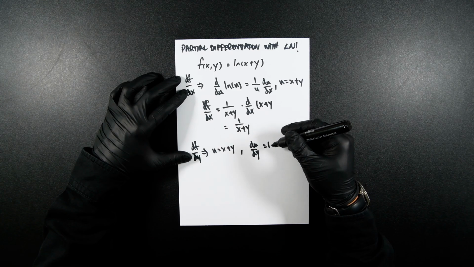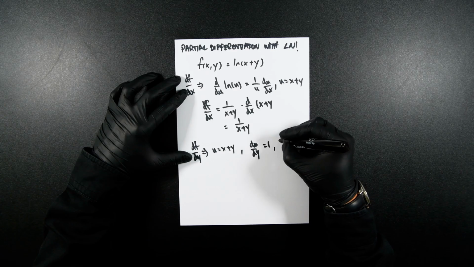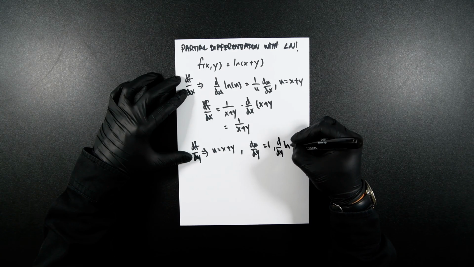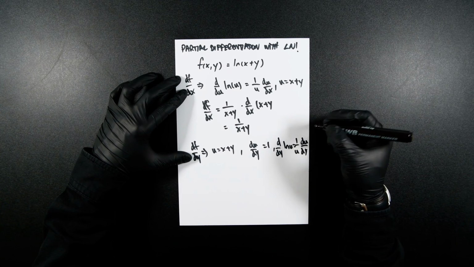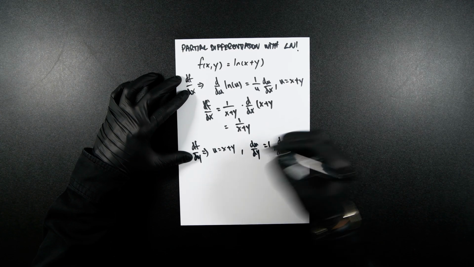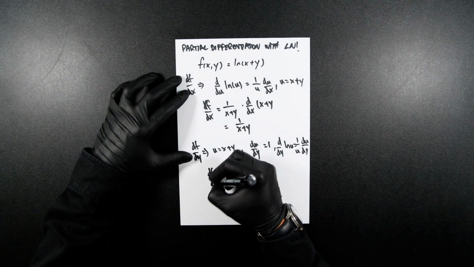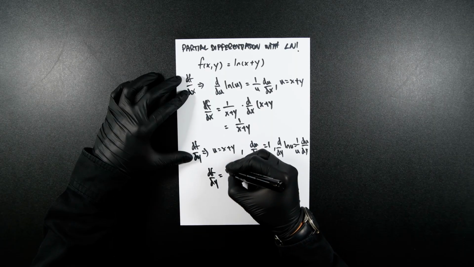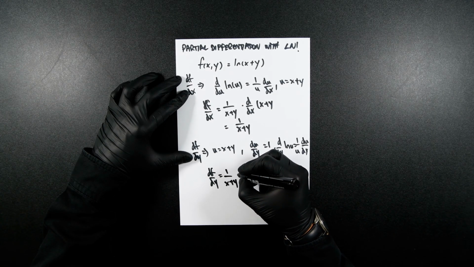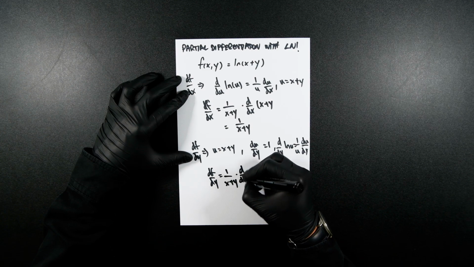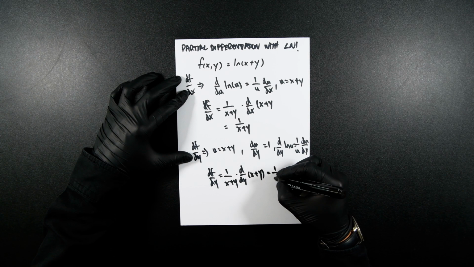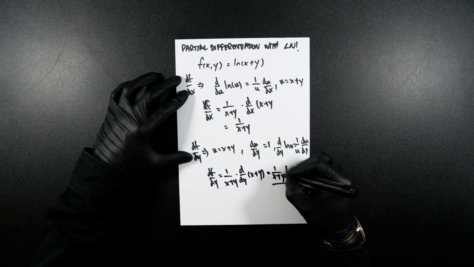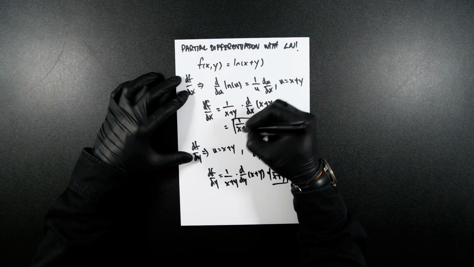Where are we at? du/dy, so that means d/dy of ln u is 1 over u du/dy. That looks a bit messy, but you should kind of get it. I was trying to squeeze it in. So df/dy is going to be 1 over x plus y dot d/dy of x plus y, which equals 1 over x plus y. Again, exactly the same.